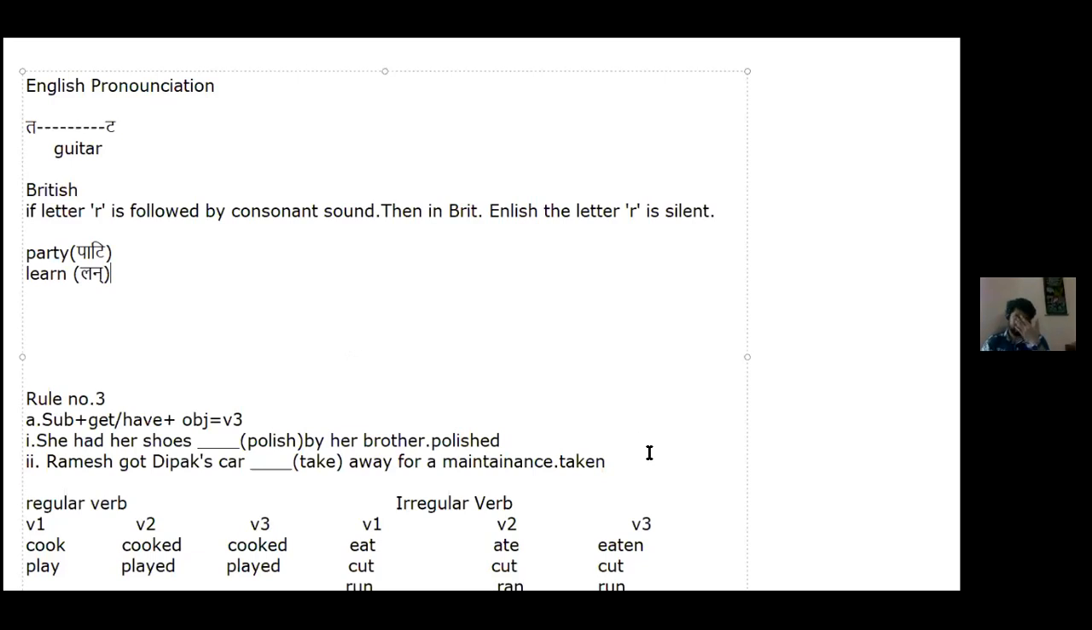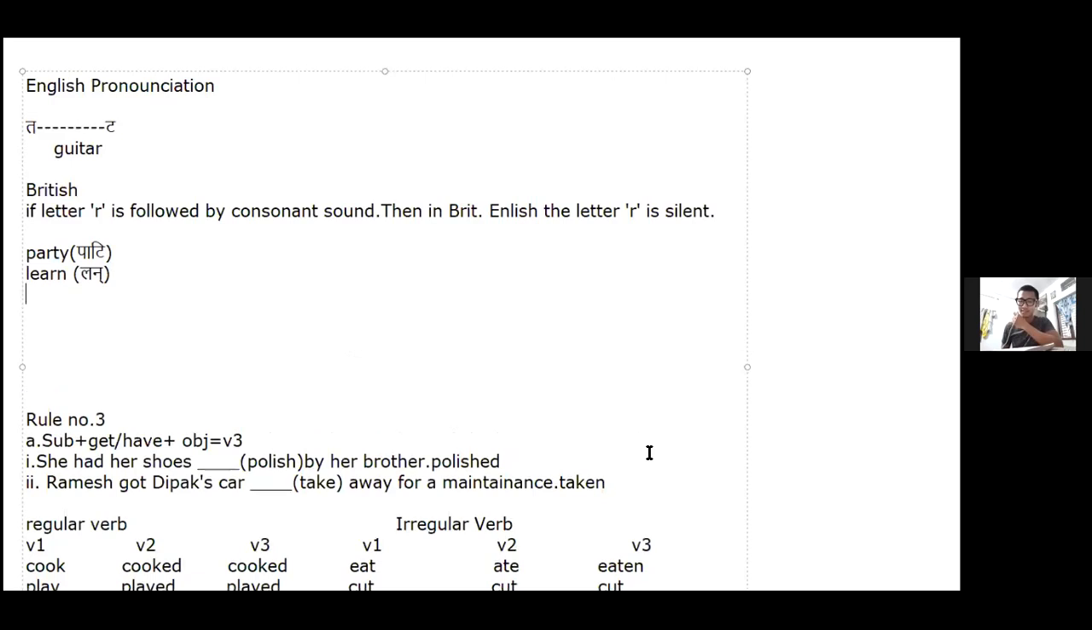Organ. Organ. Say it, sir. Organ. It's a human organ.